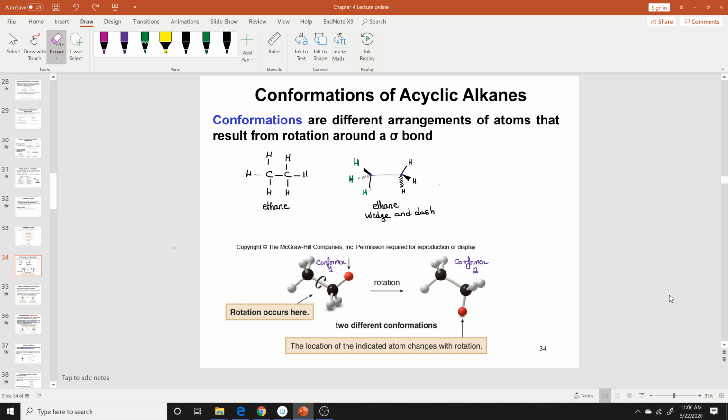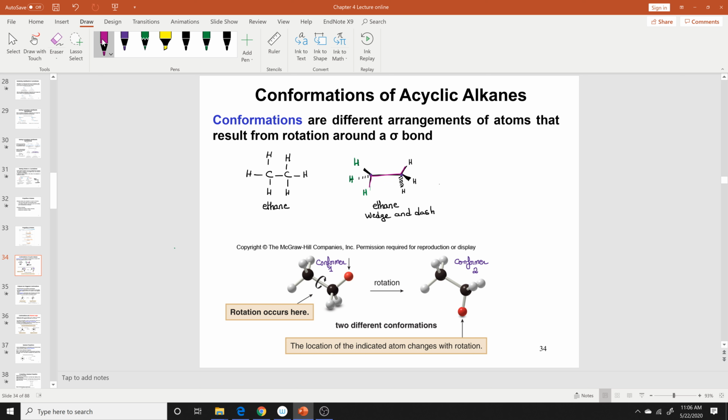This is a wedge and dash drawing showing basically 2 hydrogens. So showing over here we have 2 hydrogens. These are the 2 hydrogens. These 2 hydrogens are in plane of each carbon.